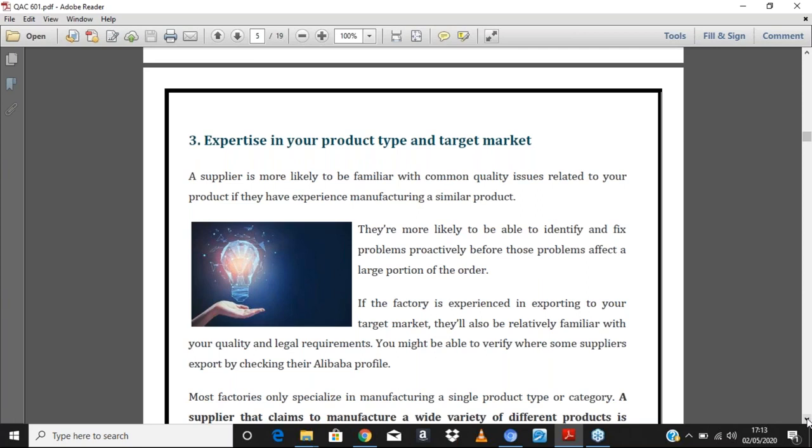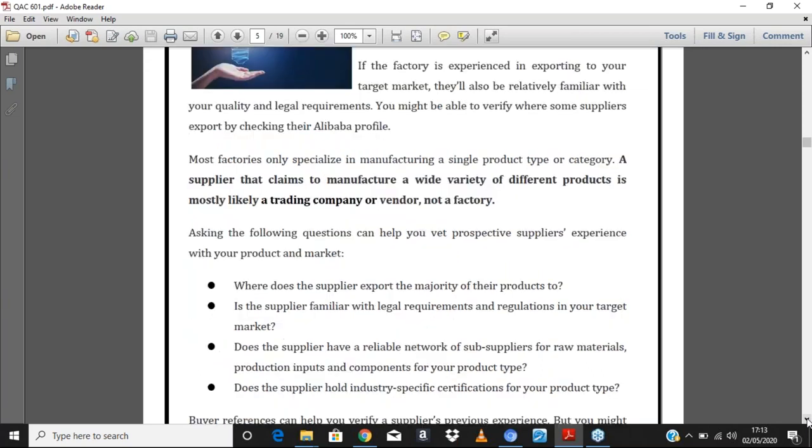If the factory is experienced in exporting to your target market, they will also be familiar with your quality and legal requirements. Most factories only specialize in manufacturing a single product category. A supplier that claims to have a wide variety of different products is most likely a trading company or a vendor and not a factory.